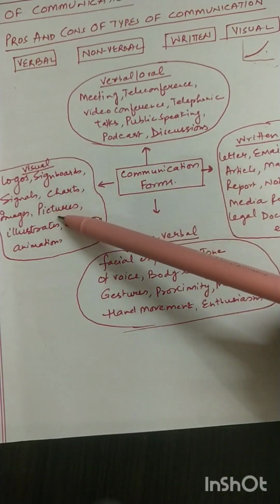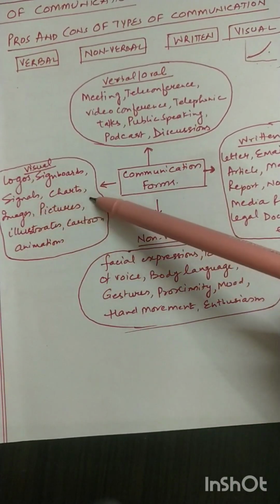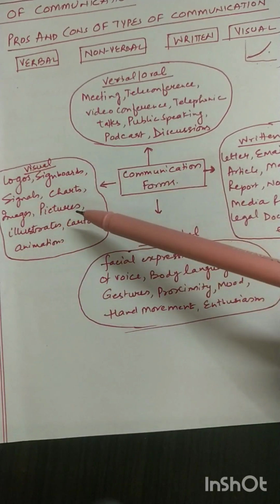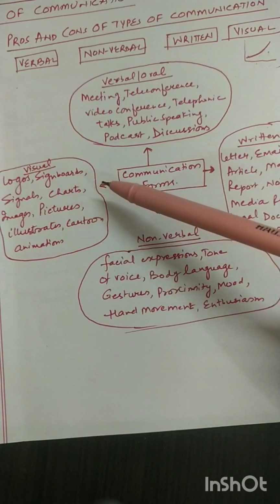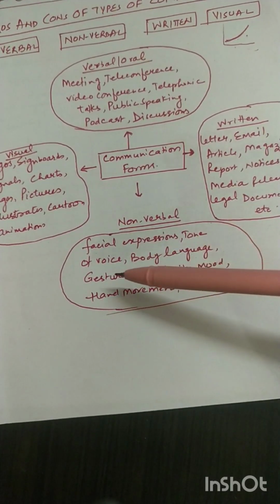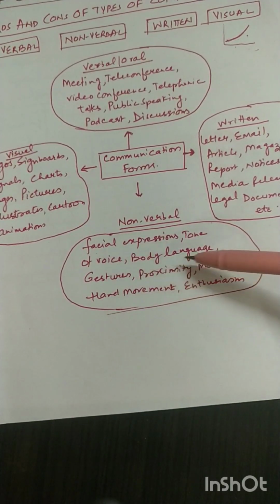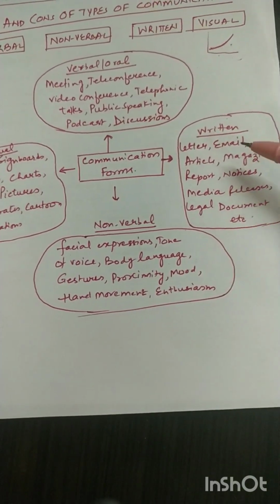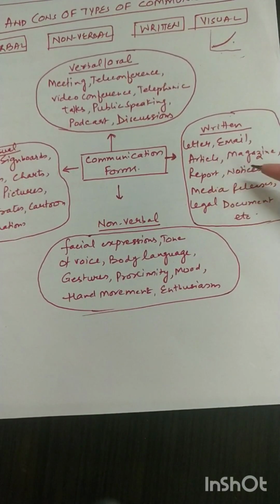Next we have visual: logos, signboards, signals, charts, images. These are all different ways by which you can communicate through visual communication. Non-verbal: facial expressions, tone of voice, body language, gestures, proximity, mood, hand movement, enthusiasm. Written: letters, email, articles, magazines, reports, notices, media, legal documents. These are the different examples of different types of communication.